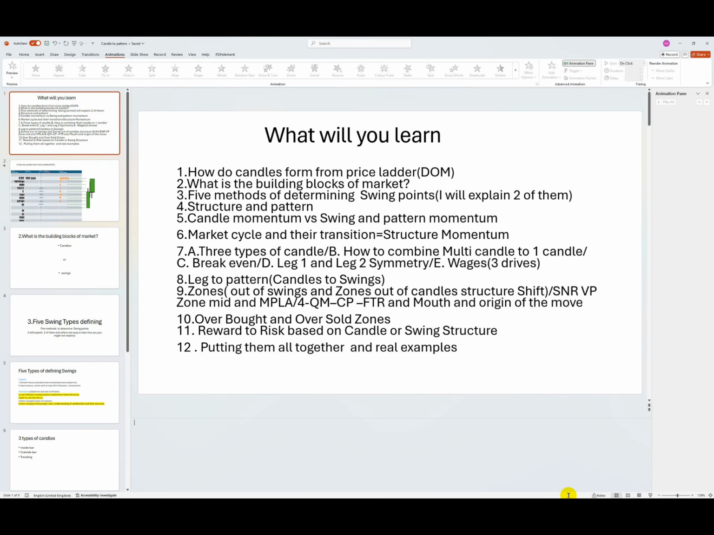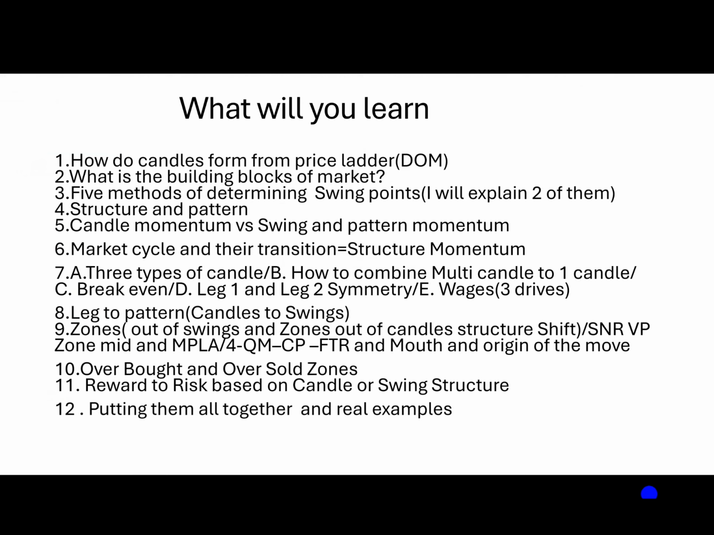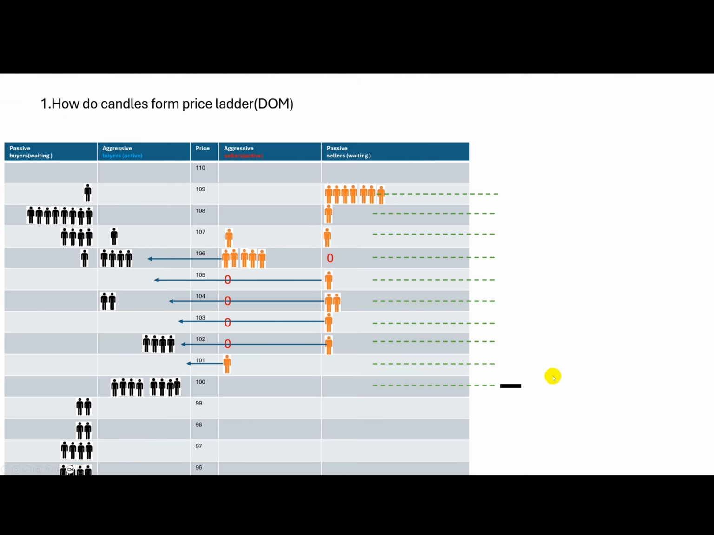I have prepared a PowerPoint about it. Here we have some buyers that want to buy, and some sellers that want to sell at 101. As we move on, we can see that some of these buyers come and interact with the seller at price 101, and they're negotiating and doing their business.